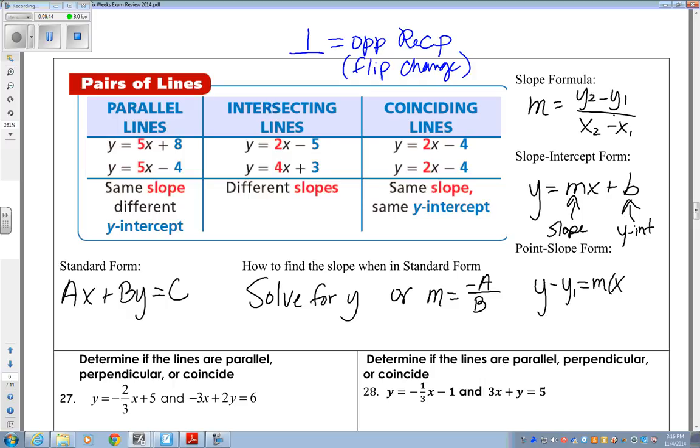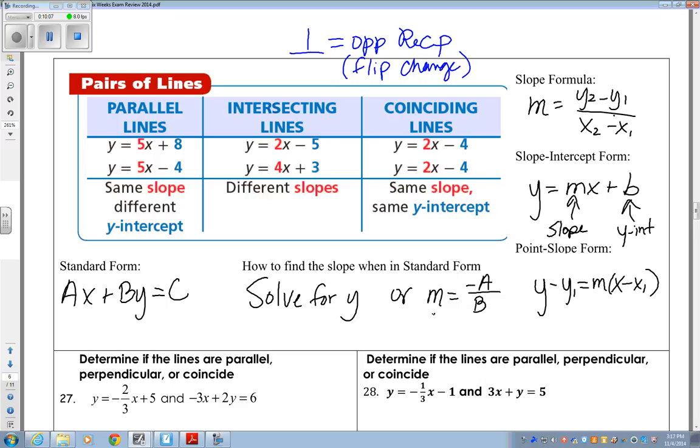m parentheses x minus x1. To change it, you will need to distribute and solve for y, which is what you did on the last 2 tests. Okay? So these forms, the slope formula, slope-intercept form, point slope form, and standard form are on your formula chart. This how to solve for y is not. You have to know that on your own.